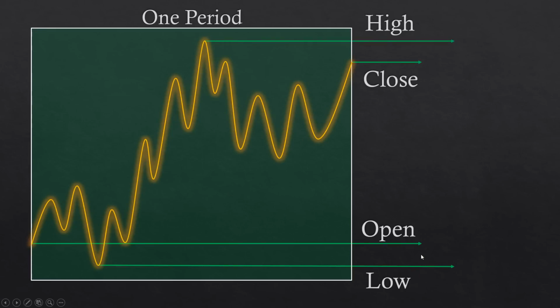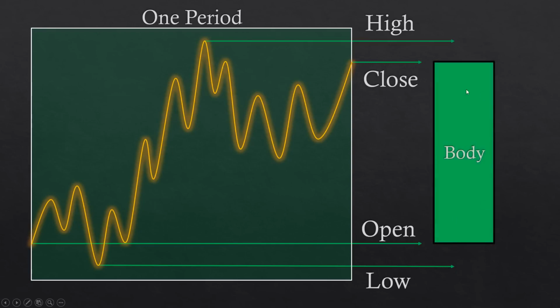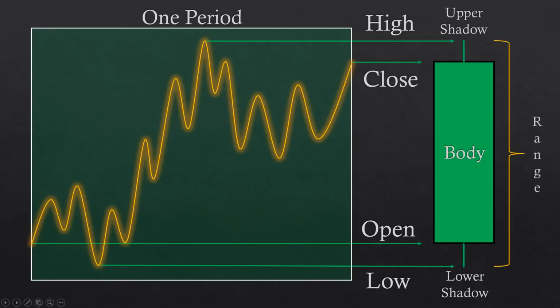The distance between the open and the close is displayed as a thick bar, known as the candle body. In the case of a bullish candlestick, the distance between the open and the low, and the distance between the close and the high are displayed as thin lines, also known as candle wicks or candle shadows. The distance between the low and the high is known as range.